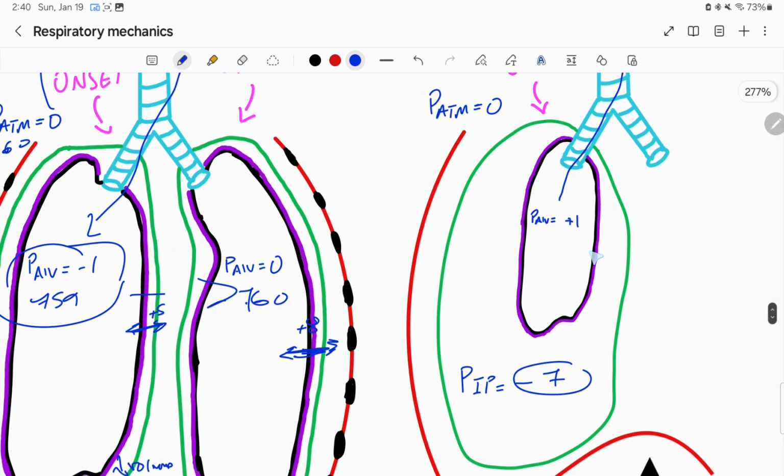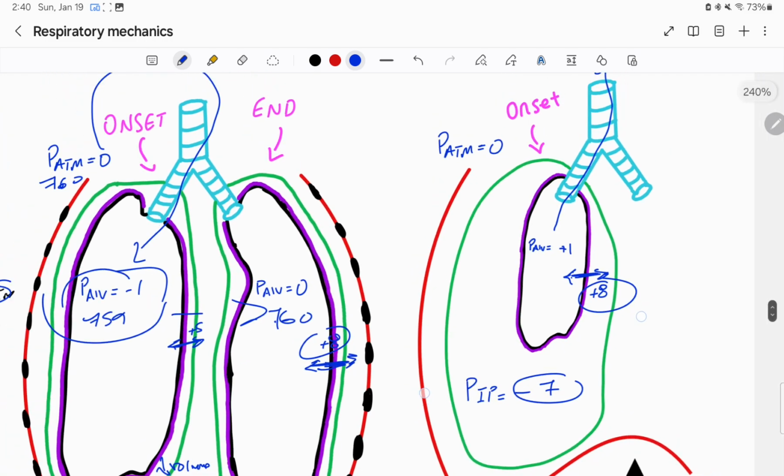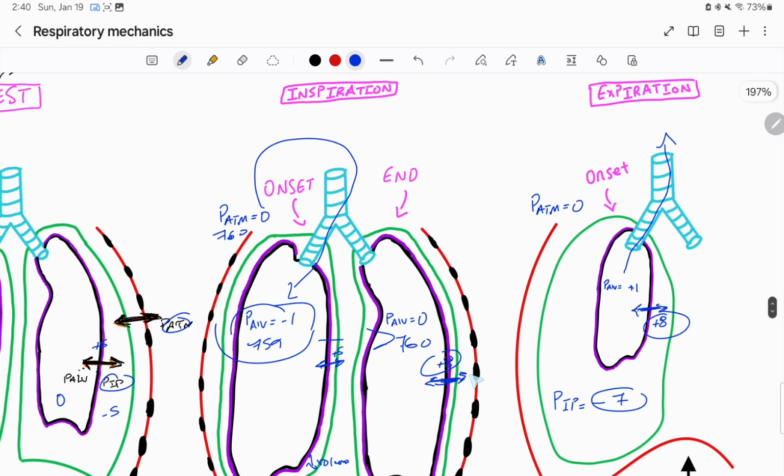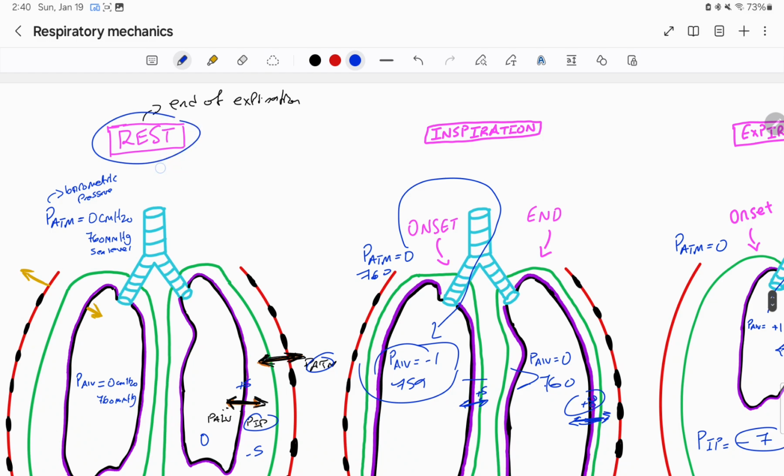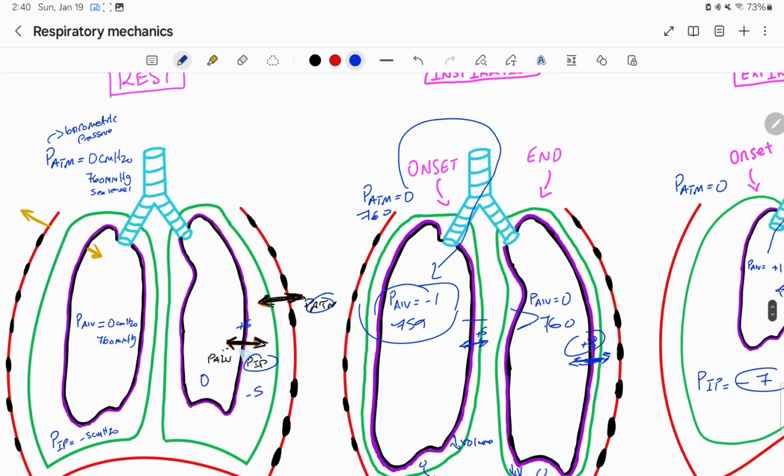Now, if you calculate the transpulmonary pressure again, this pressure right here, you would notice that you have a +1 and you got a -7, and that's going to be +8. Now, you might be thinking, hey, why is the transpulmonary pressure the same at the onset of expiration as it was at the end of inspiration? Because it's at the onset. We just started. Okay, but if you look at the end of expiration, which we said was this rest scenario, it went back to being +5.